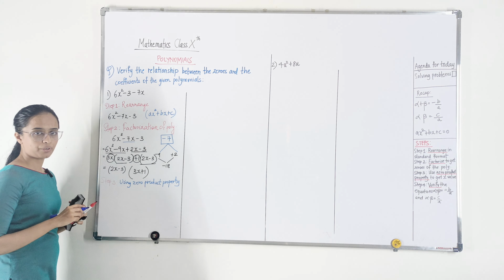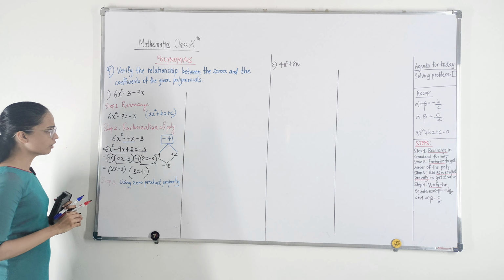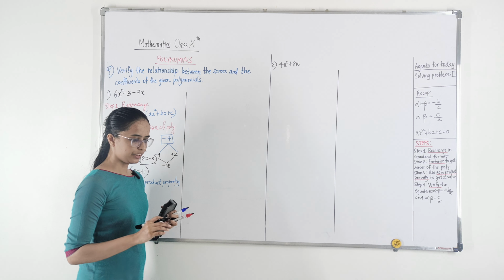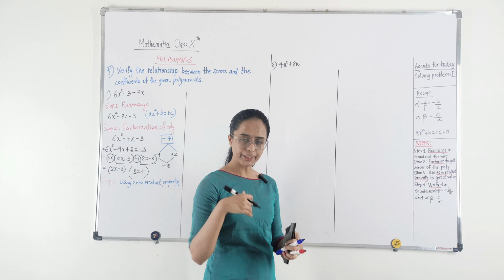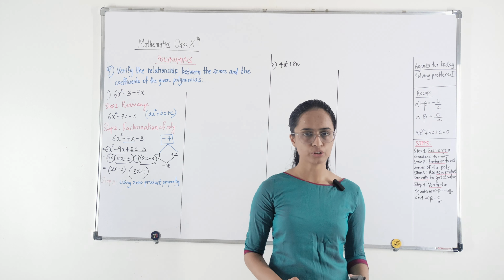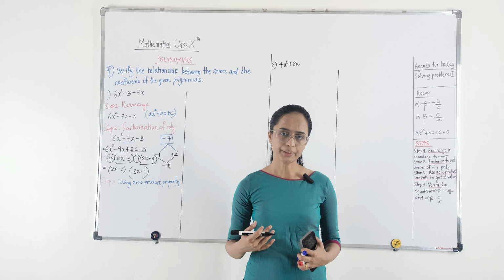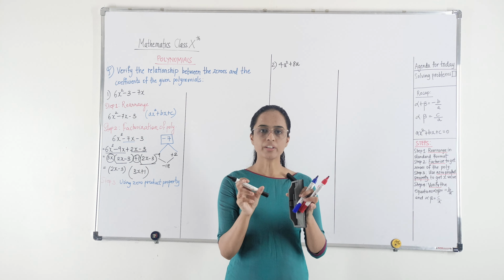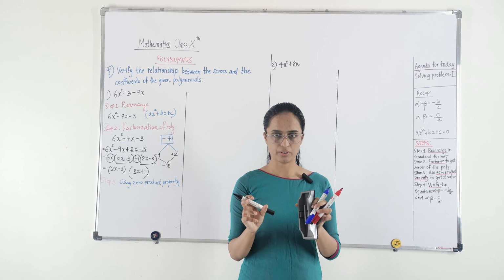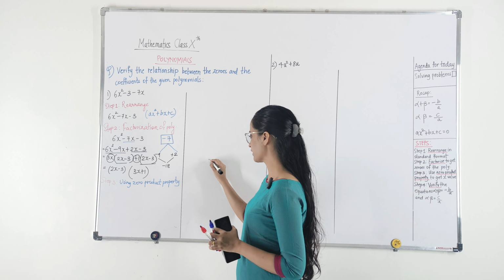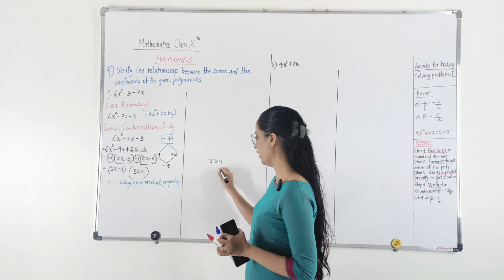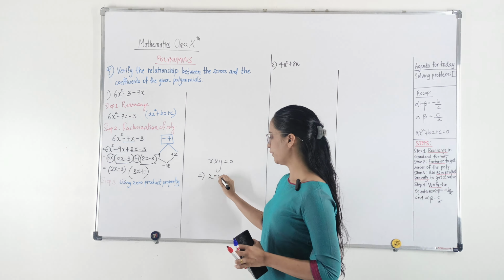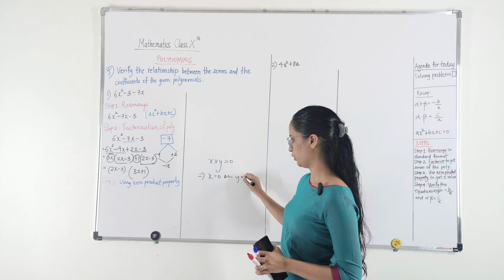Now what is the zero product property? Here, if any equation is equal to 0, you want to find the values for x, right? So for any equation equal to 0, or you can say the product of any two terms, let's say you have two terms x and y, then x into y is equal to 0 only if either x is equal to 0 or y is equal to 0.